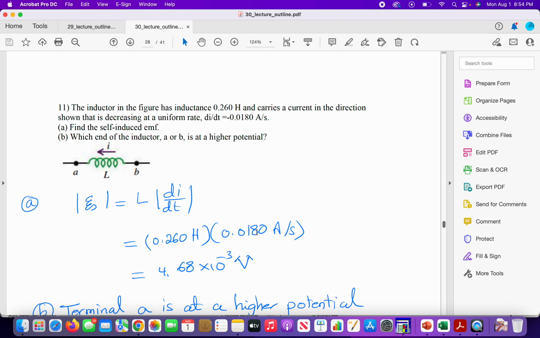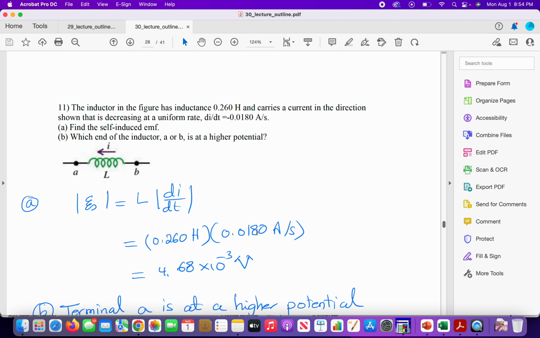The inductor in the figure has an inductance of 0.260 henry and carries a current in the direction shown that is decreasing at a uniform rate. di over dt equals negative 0.0180 amperes per second. Find the self-induced EMF, and which end of the inductor, A or B, is at a higher potential.